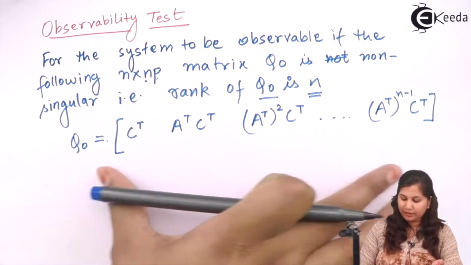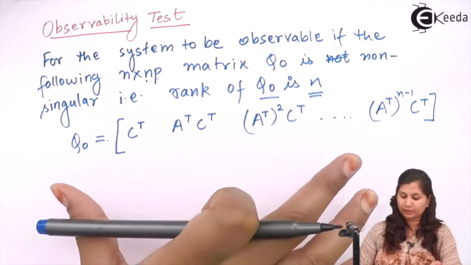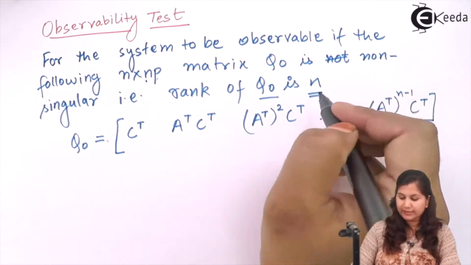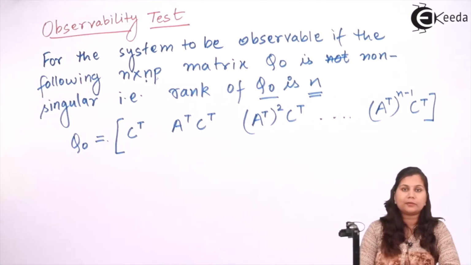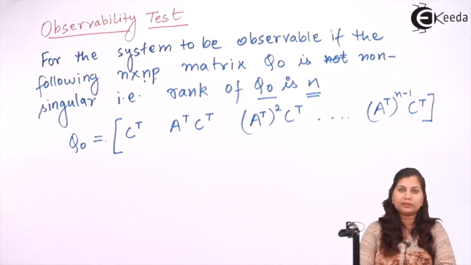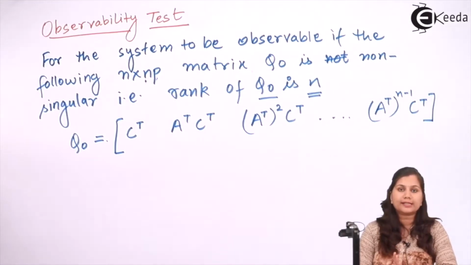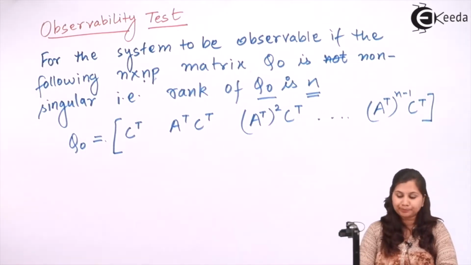So if this Q naught matrix is a non-singular matrix, and the rank of this matrix is n, then that system is said to be an observable system. It means that all the states of the system can be observed and measured externally.